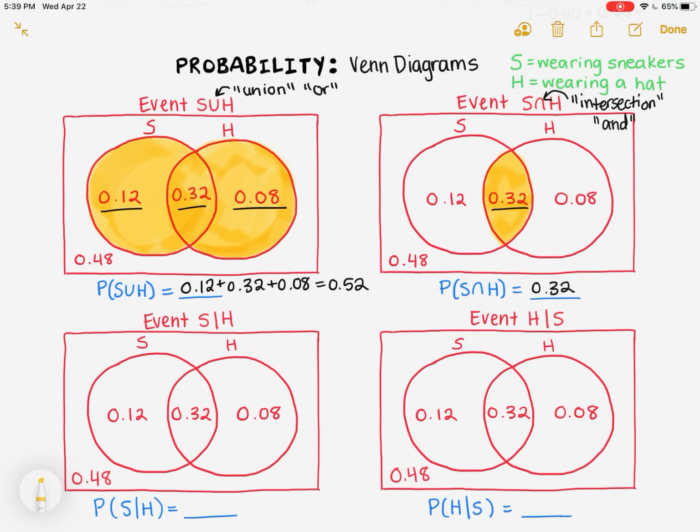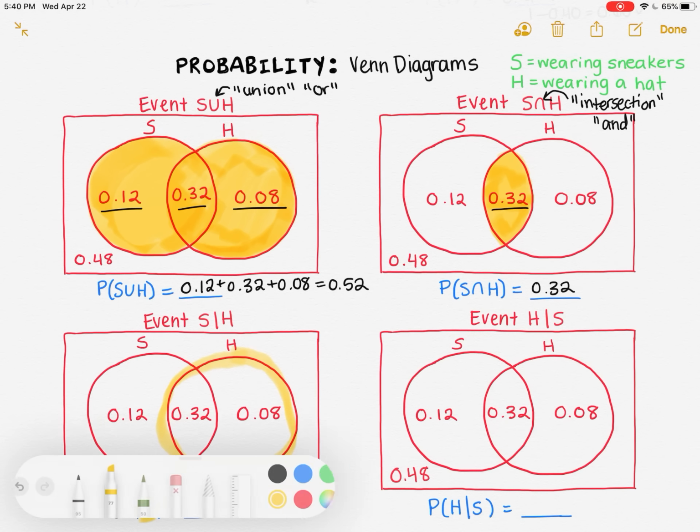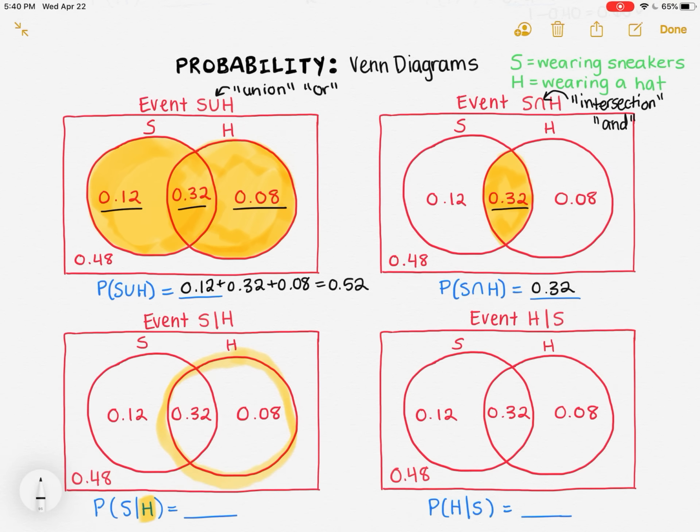So I always circle the part that's focusing on my given. My given here is H, which represents wearing a hat. So I'm only going to focus on the numbers in my given section, which is wearing a hat. Now I need to check the probability that I'm interested in, and I'm interested in the probability of wearing sneakers given they're wearing a hat. So within my circle, which probability represents people wearing sneakers? That's going to be the one in the overlapping section.